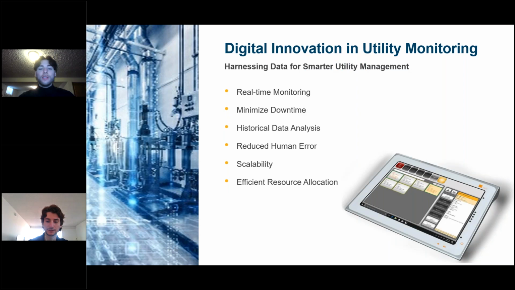And here we're going to look at digital innovation in utility monitoring, really harnessing that data for smarter utility management. The first key point to really break down here is the real-time monitoring aspect. Utility monitoring really generates a lot of valuable data that can be analyzed to identify both trends and patterns, which we will get into a bit later.